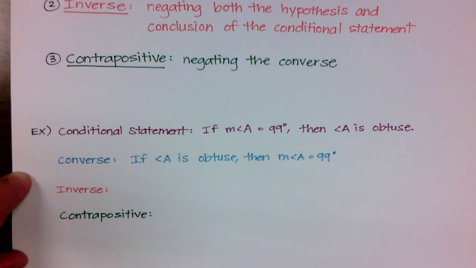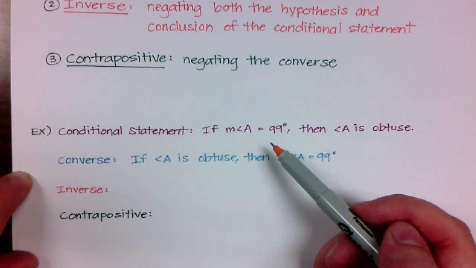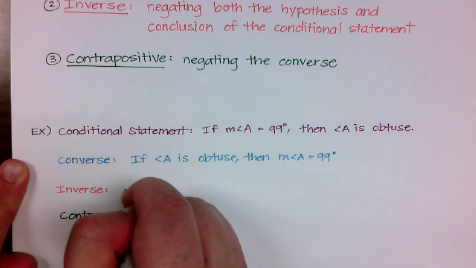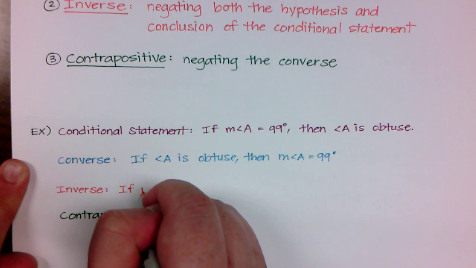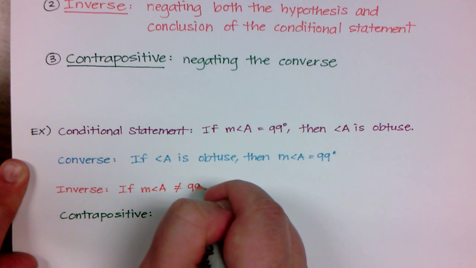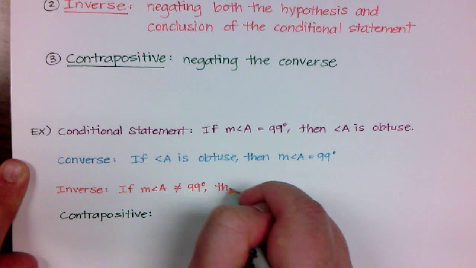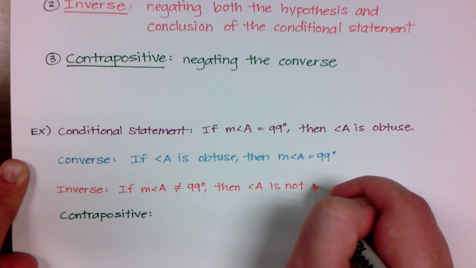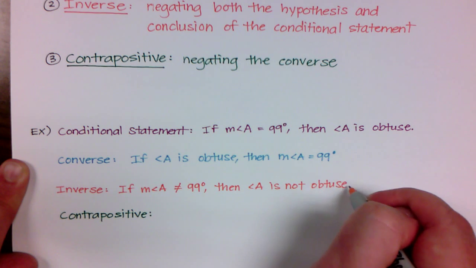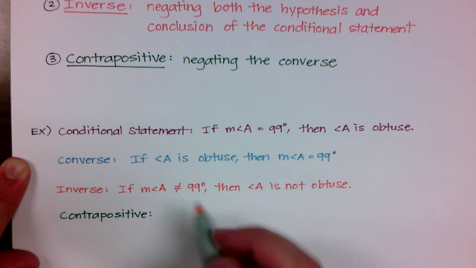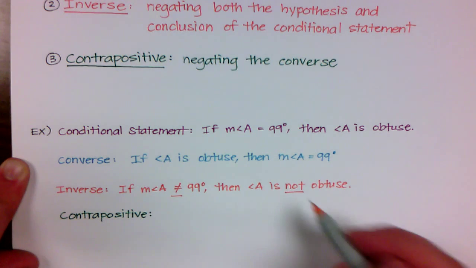The inverse is going back to the original conditional statement and just simply negating it. So negating means the opposite of what it says. So I'm going to write, if the measure of angle A does not equal 99 degrees, then angle A is not obtuse. So I kept it going in the same order, but I changed it so that it was the negation of both of those statements.